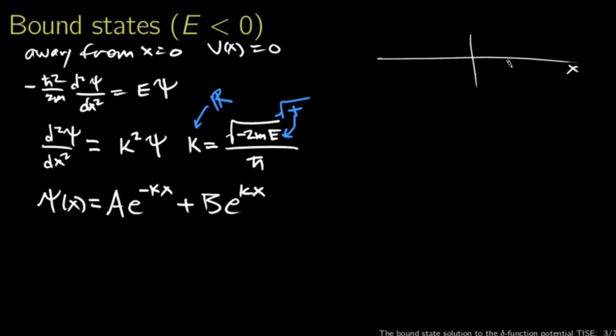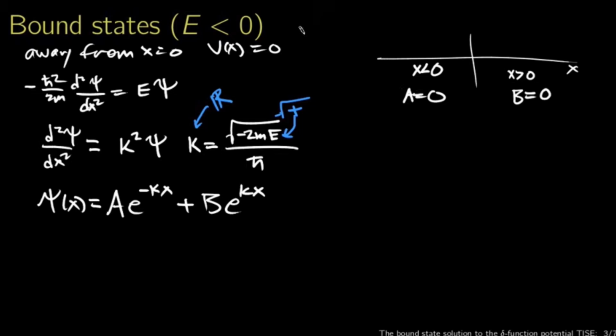If we want a solution on the right here for x greater than 0, and we want our wave function to be normalizable, we know we have to have b equal to 0, because if we have a non-zero b, integrating, say, the squared modulus of the wave function from 0 to infinity will give us infinity, because we have something growing exponentially here. So for x greater than 0, b must be equal to 0. Similarly, for x less than 0, we have to have a equal to 0, because otherwise we have something growing exponentially as x goes to minus infinity.